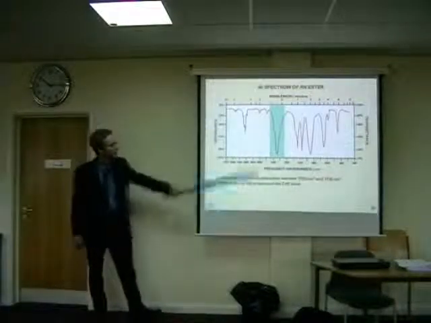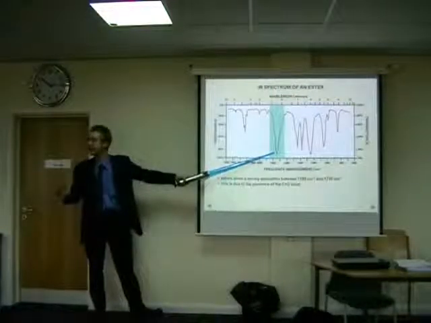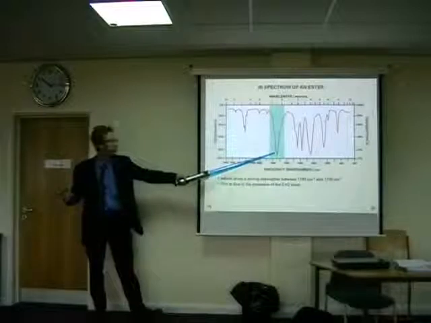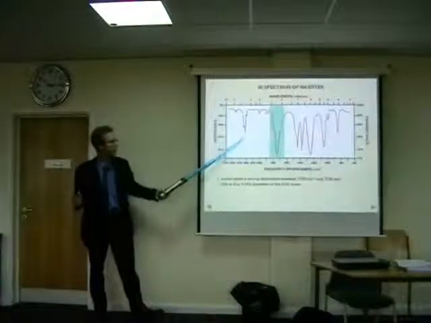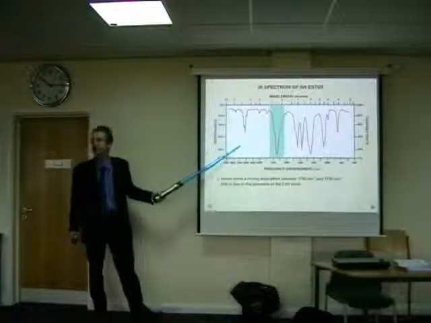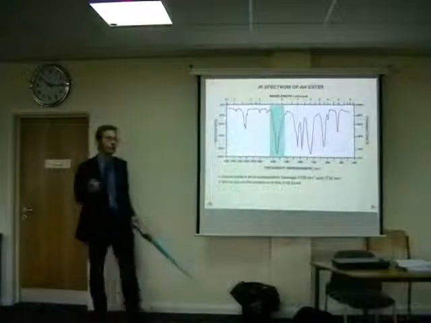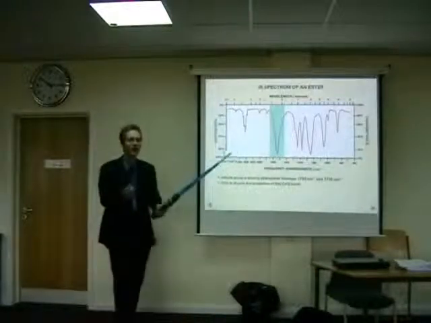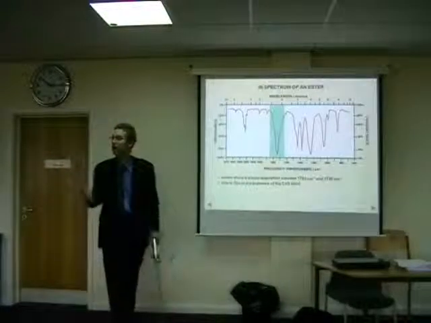This is an ester, so there's your C double bond O. But notice, no OH. Carboxylic acid, OH, ester, no OH. Okay? So immediately you can tell the difference between two isomers. If you've got one molecular formula and you're told one isomer is a carboxylic acid and the other is an ester, given spectra, you should be able to work out which it is.